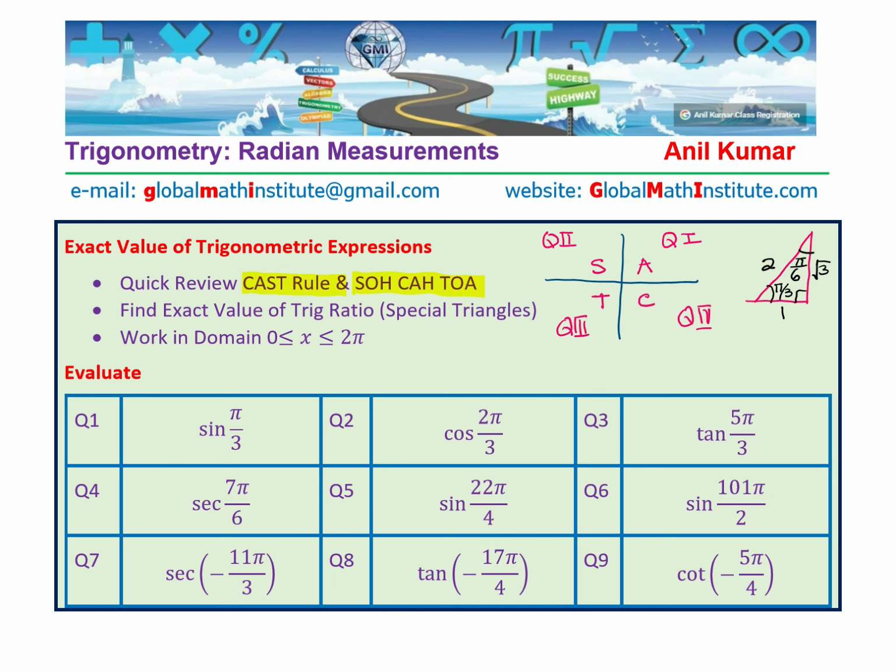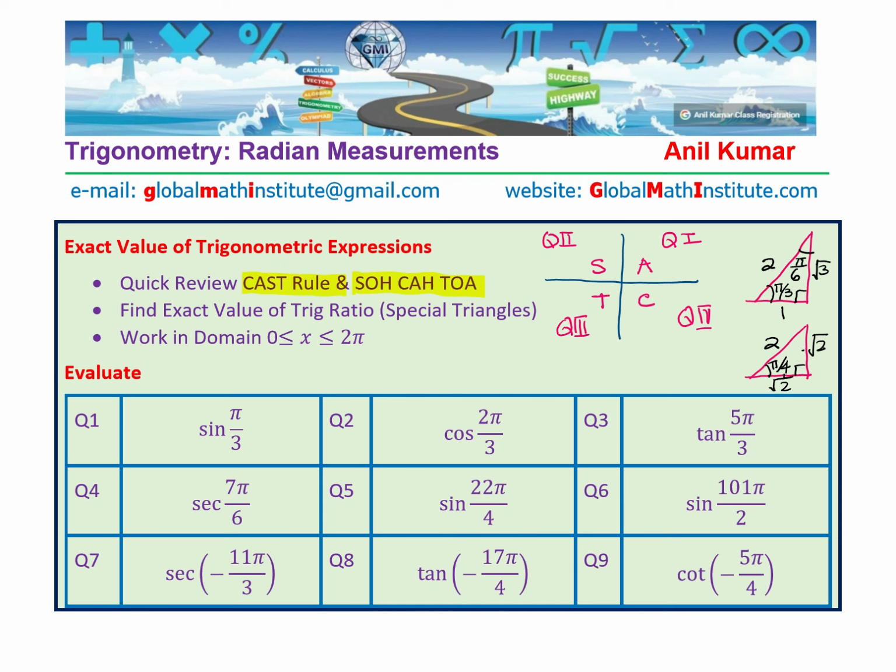The other triangle of interest is pi by 4, the isosceles right triangle. Pi by 4 means 45 degrees in radians, correct? Sides are equal, say square root 2 and square root 2. In that case, the hypotenuse is 2. So these are used to evaluate. I hope that concept is absolutely clear.